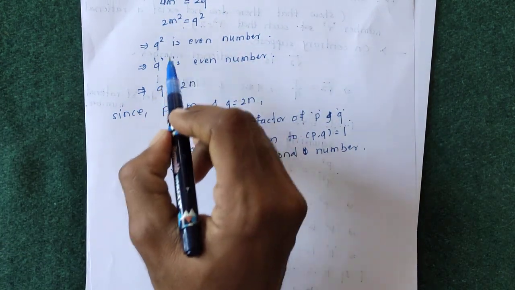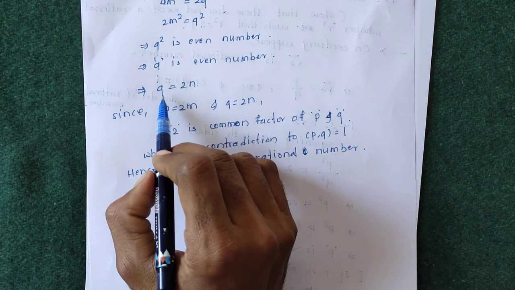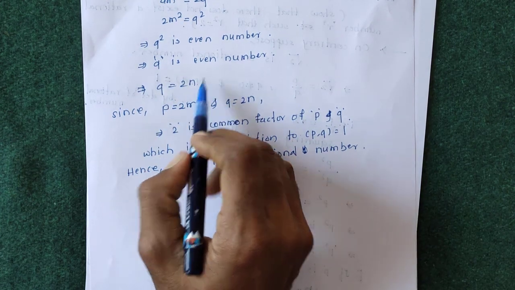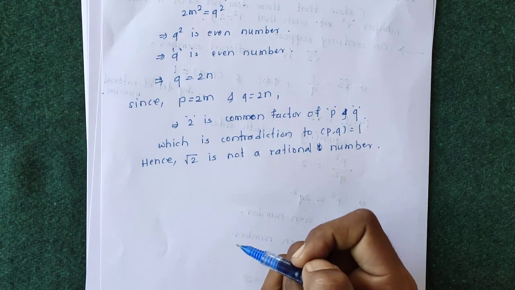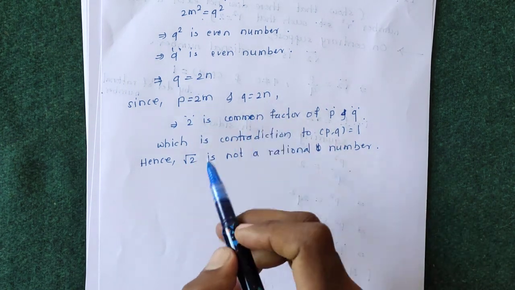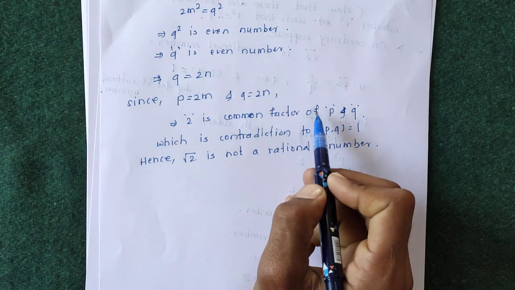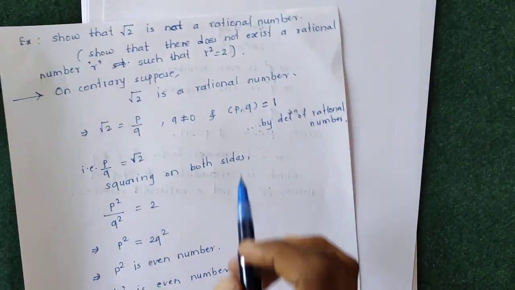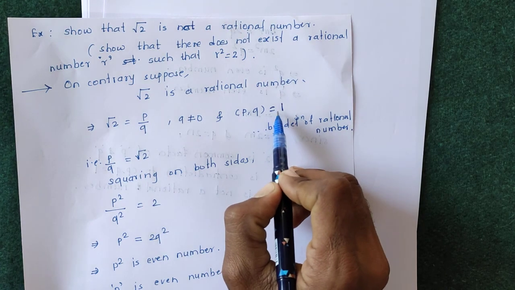Again q square is even means q is even, so we get p is even as well as q is even, and we know that 2 is a divisor of every even number, that is, 2 divides p and 2 divides q, so 2 is a common factor of p and q. But here we have taken that the greatest among all the common factors of p and q is 1.